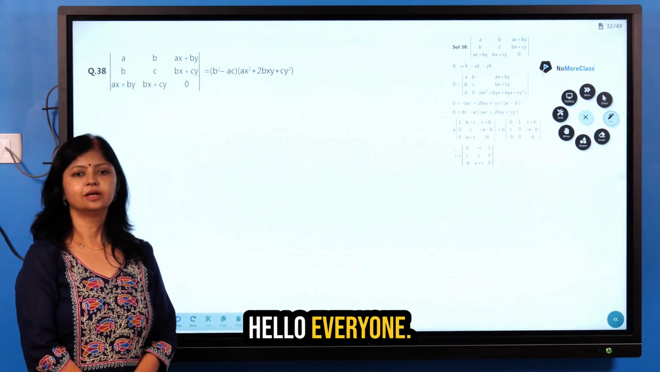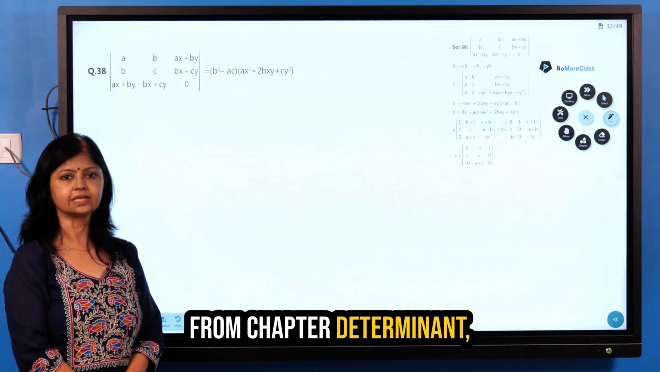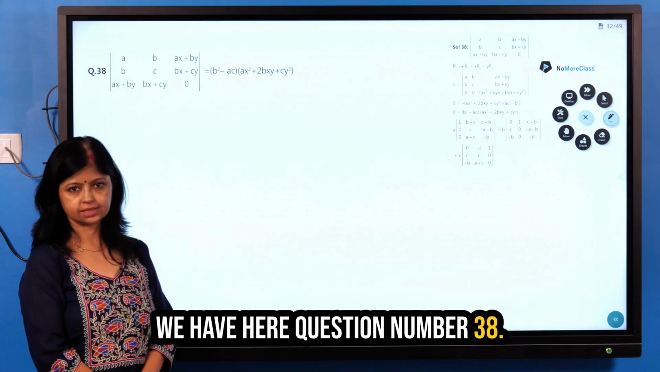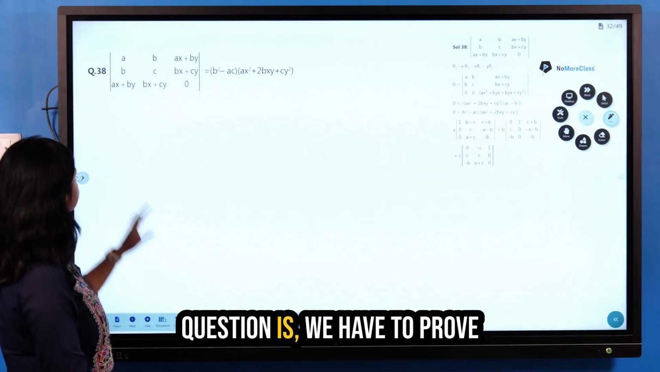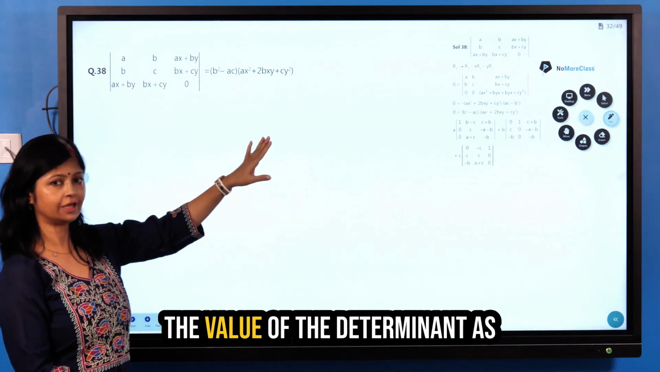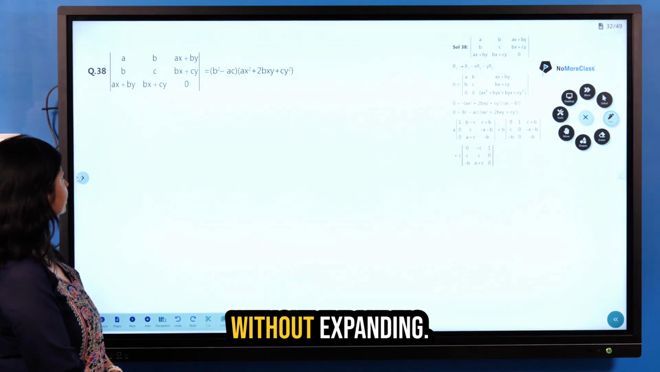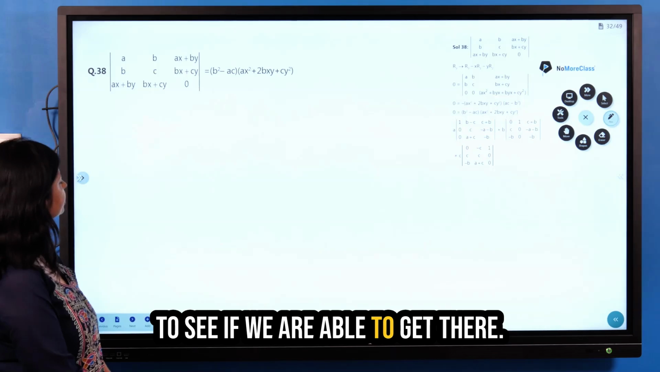Hello, everyone. We are looking at our questions from chapter determinant, exercise 1, phase 5. We have here question number 38. All right, let's look at the question. The question is we have to prove the value of the determinant as this. We are still trying to prove without expanding. We are trying to see if we are able to get there.